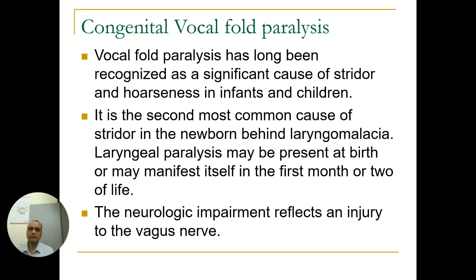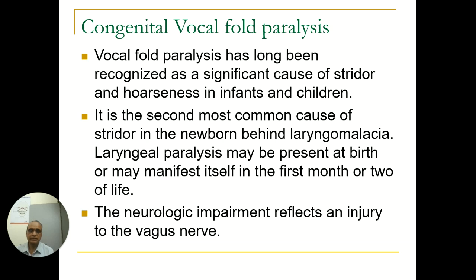So next comes congenital vocal cord paralysis. This is the next common situation following your congenital laryngomalacia. Vocal cord paralysis has long been recognized as a significant cause for stridor and hoarseness in infants and children. It is the second most common cause of stridor in the newborn after laryngomalacia. Laryngeal paralysis may be present at birth or may manifest itself in the first month or two of life.